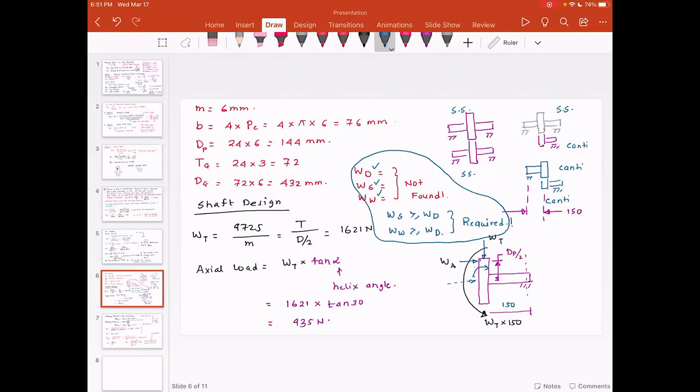Okay. Any questions at this point? Any questions on the helical gear?